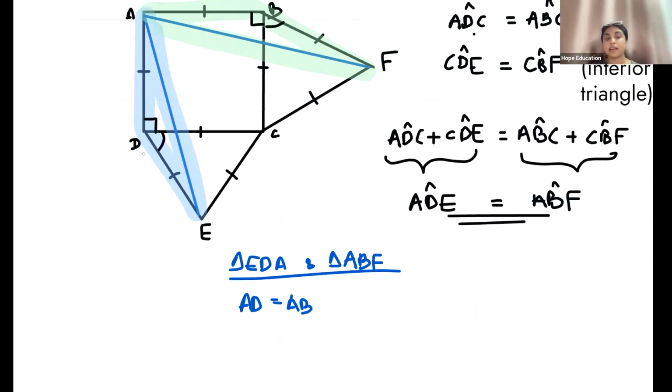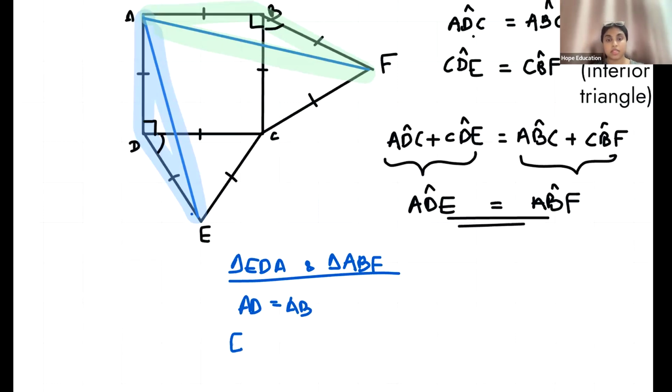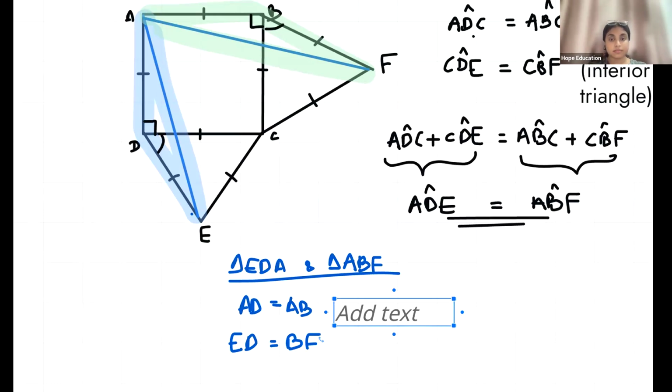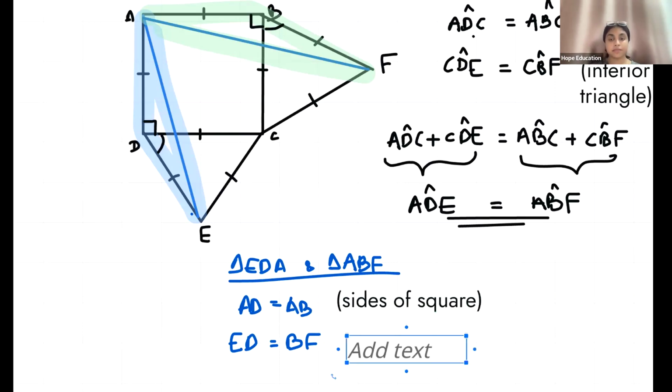Both of these have the reason given, no? Here in both instances they have given it. Otherwise you can say sides of a square, sides of equilateral triangle. You can say that too. Sides of square, sides of equilateral triangle.